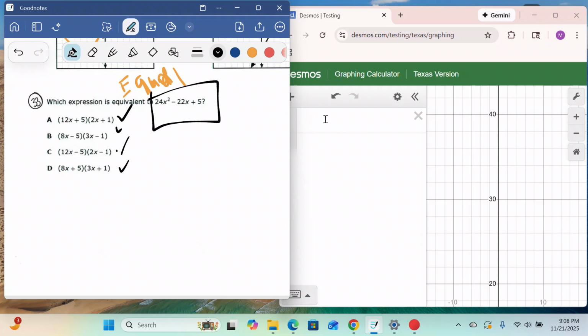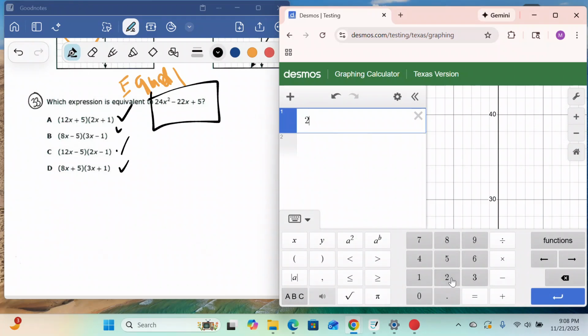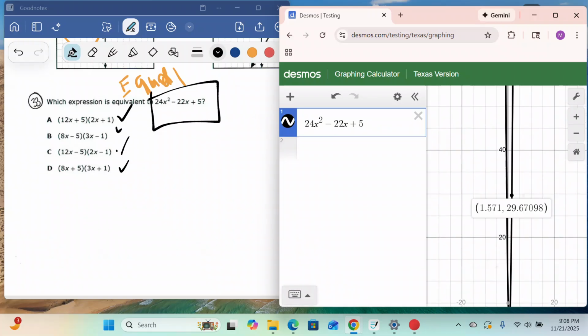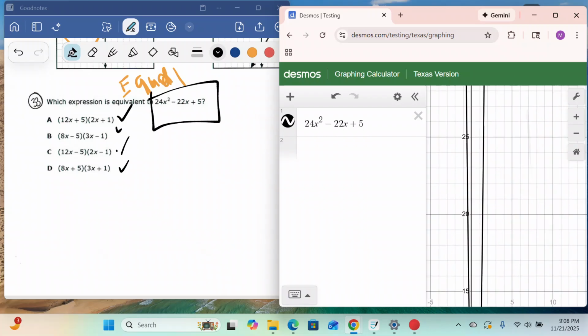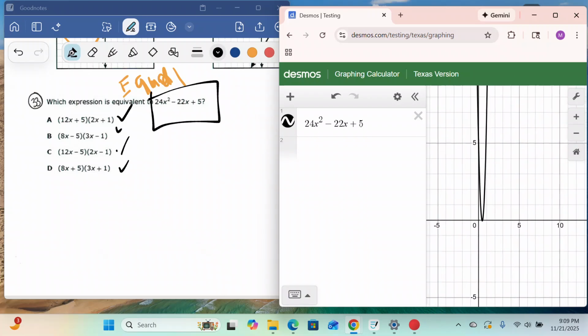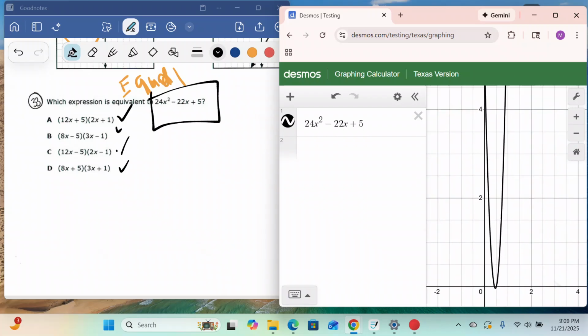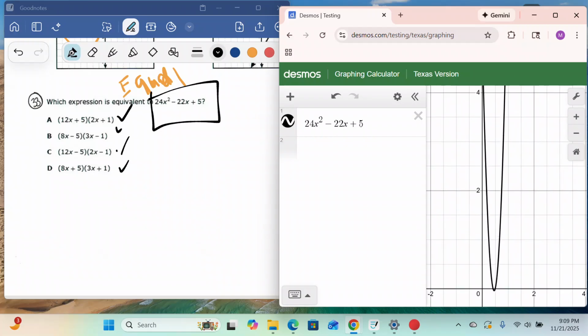So the baseline is 24x squared minus 22x plus 5. Let's do it together. 24x squared minus 22x positive 5. And there is my graph. Sometimes I need to enlarge it. I have to look at my x-intercepts. Where are my x-intercepts? Does it have any x-intercepts? It has one. It's got that graph, so I want to look at it a little bit larger.